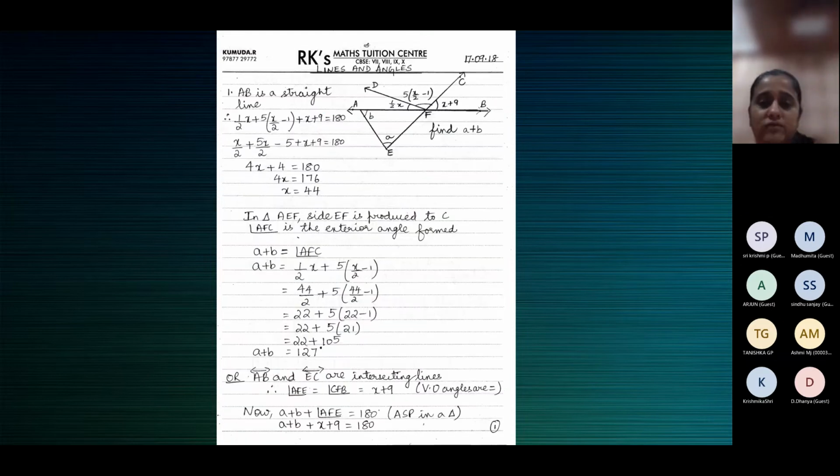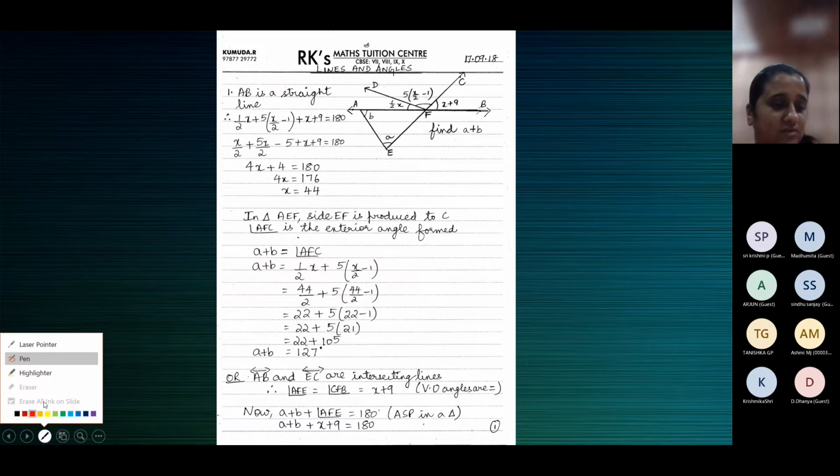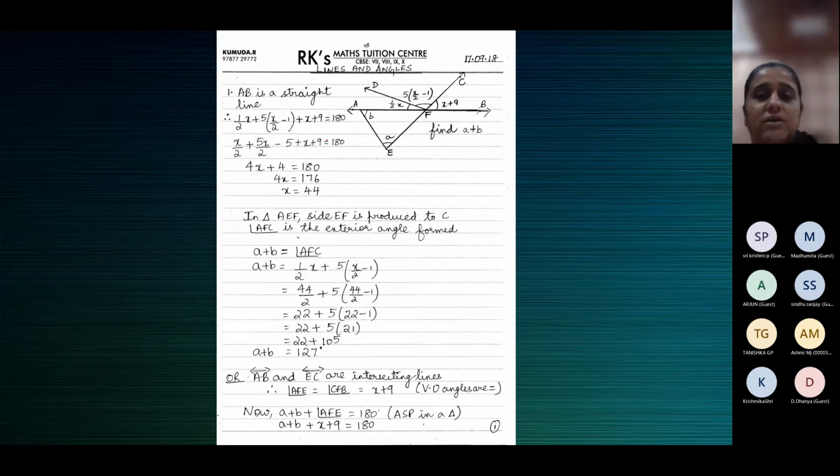All right, I wanted one of you to explain, but since we just have a few minutes left, I'll do it. The first thing is, children, AB is a straight line. On the straight line AB, we have three angles: half x here, 5 into x by 2 minus 1 here, and x plus 9 here. See, three angles on the same straight line AB.